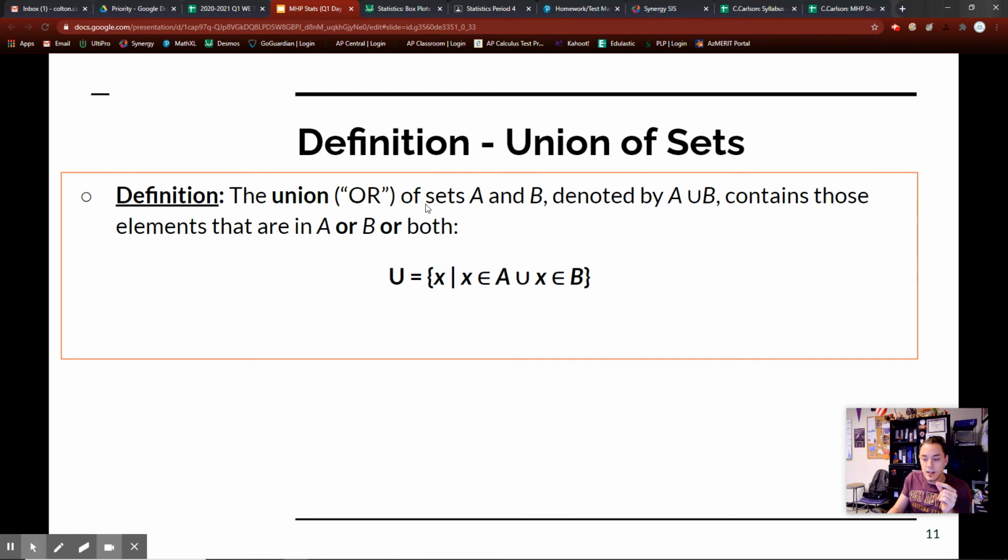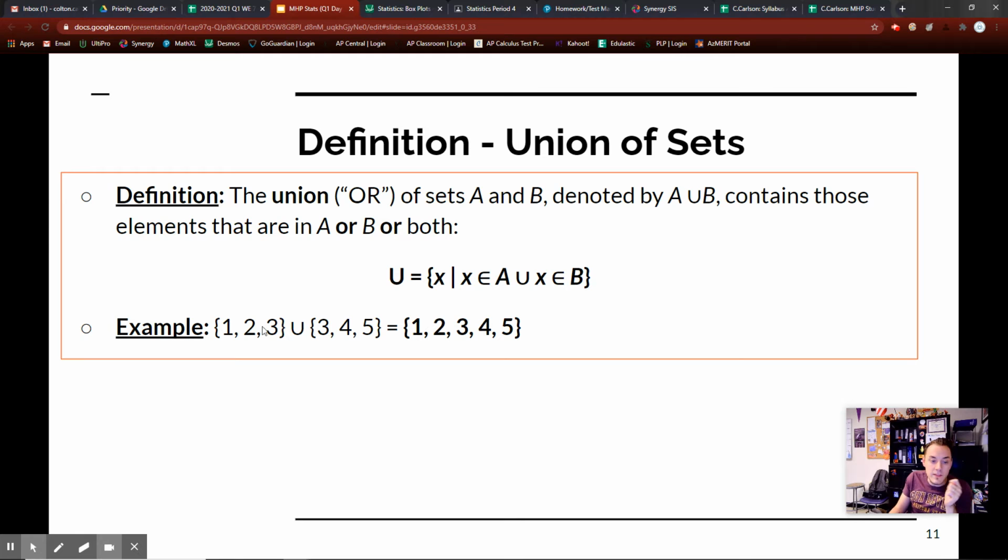Now watch this. This is what the actual set notation looks like: A union B equals the set of x such that x is an element of A or x is an element of B. So this U actually means or as well. This U means or as well.